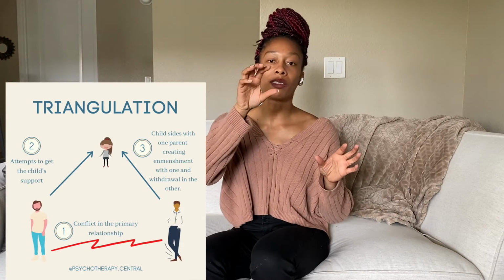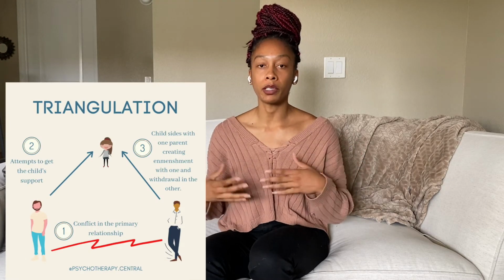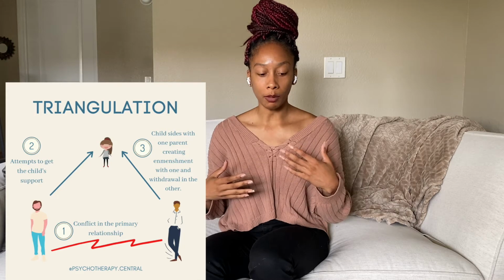Whew. Okay. Next is triangulation. Triangulation looks at two people's relationship, and often when there is stress, a third party is brought in to relieve the stress or solve some kind of problem. So there are functional triangles and dysfunctional triangles.